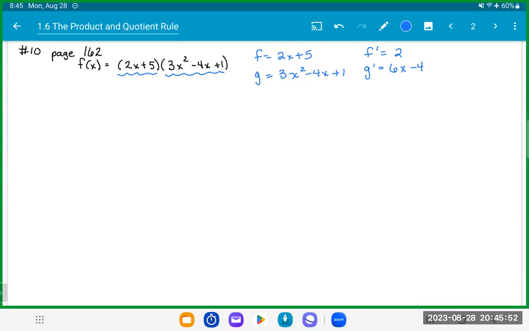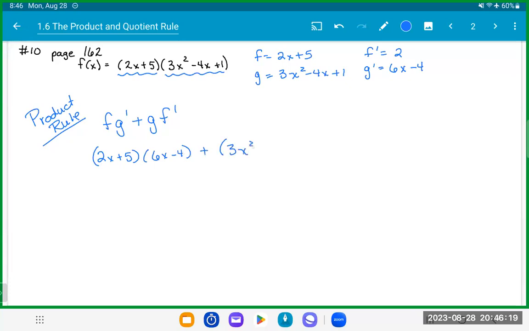Okay? So using the product rule, I get my f g prime plus g f prime, right? My f function is 2x plus 5. My g prime is 6x minus 4 plus g, 3x squared minus 4x plus 1 times f prime, which is 2. Okay?